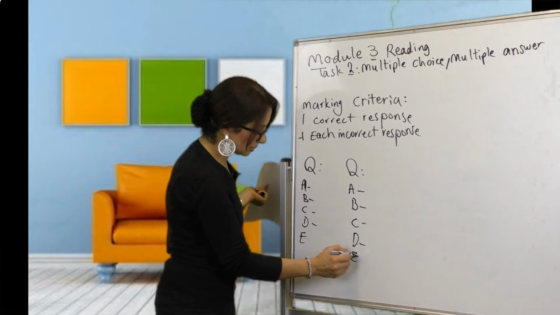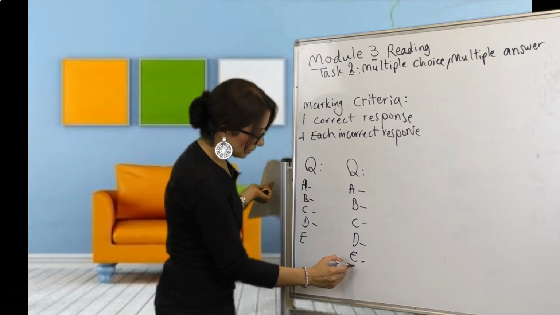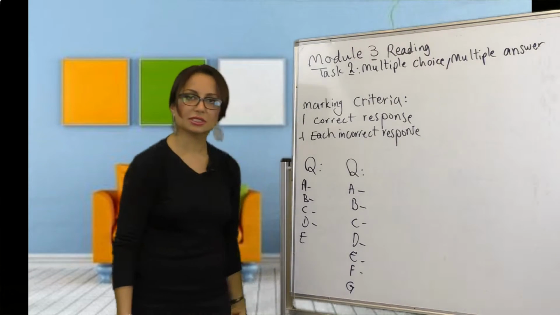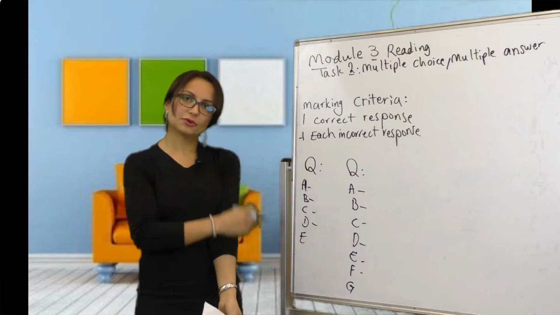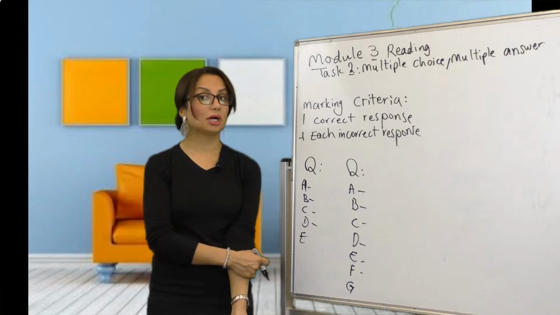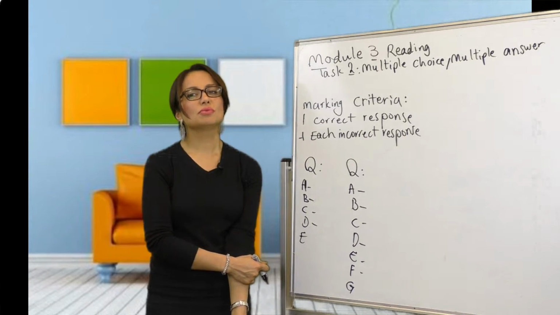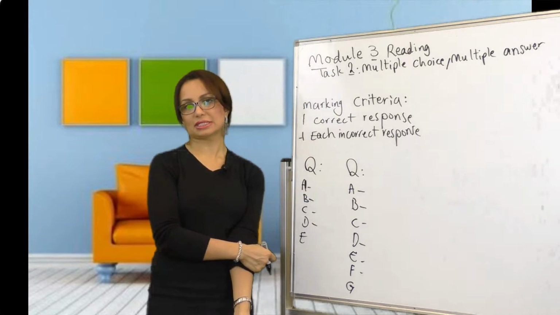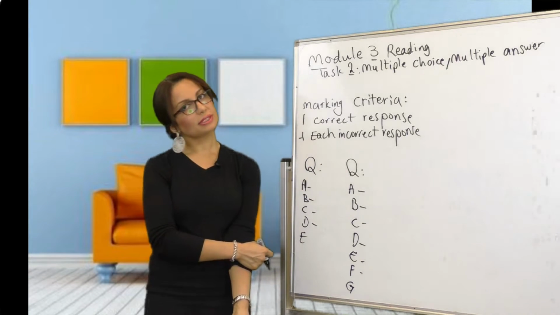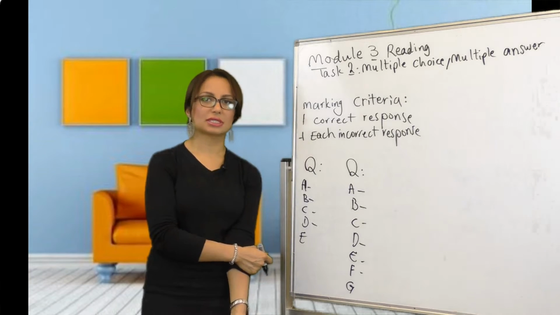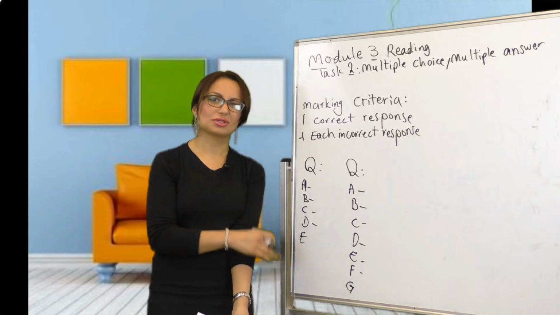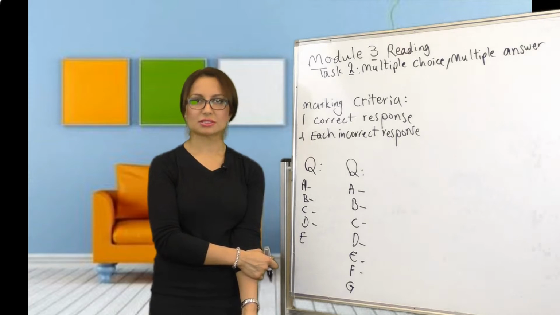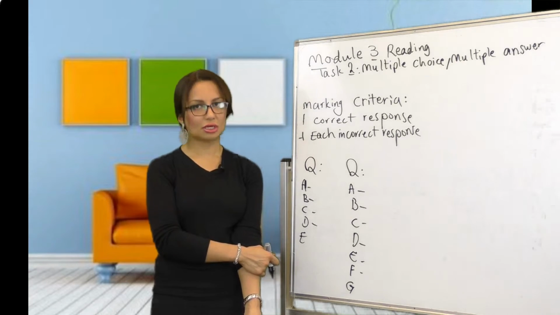C, D, E, F and G. So sometimes you have 5 options for a given question, sometimes you have 7, but you need to choose more than one answer. These questions have more than one correct answer, sometimes 2 correct answers, sometimes 3. It's very unlikely that you get a question with 4 correct answers, but 2 and 3 are quite common.